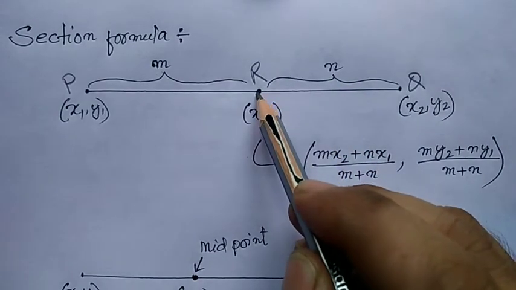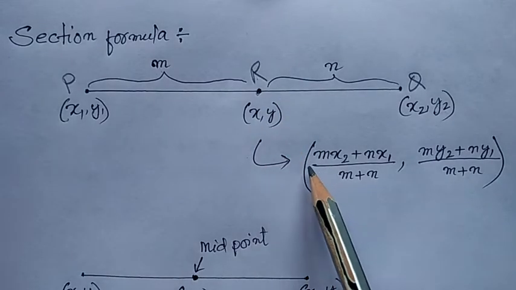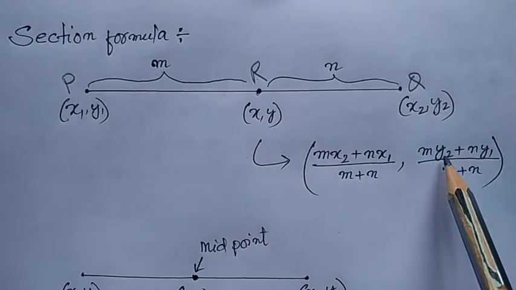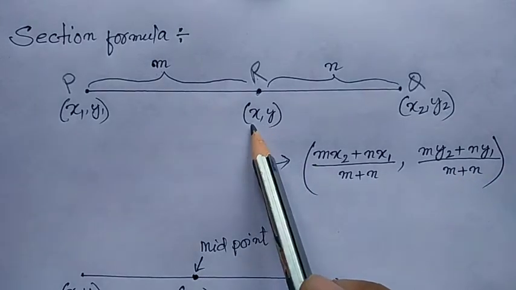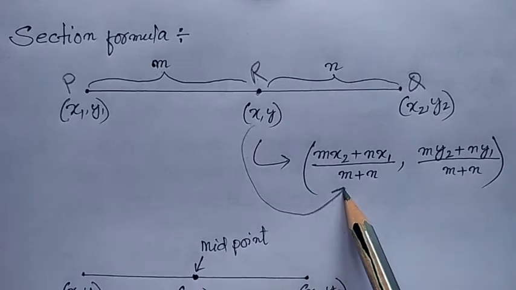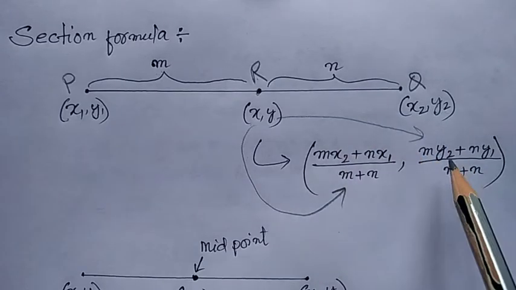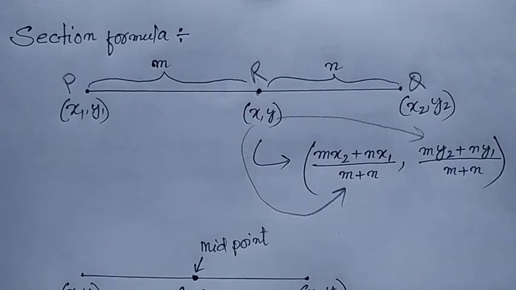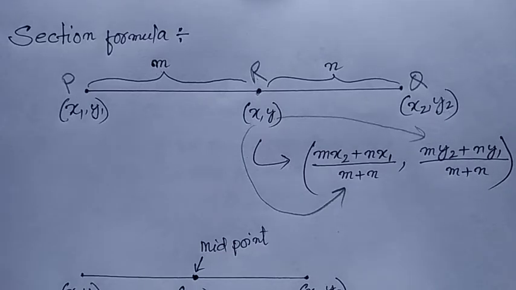Then the coordinates of the point of division, which is R, are given by x, y, and here it is (mx2 plus nx1) divided by (m plus n), and (my2 plus ny1) divided by (m plus n). Here x stands for abscissa, and the value of x is this first expression, and y, which is the ordinate, is the second expression, which is (my2 plus ny1) divided by (m plus n). So this is called the section formula, and this is the formula you learned in the last class. We even derived this formula. So using this formula, we're going to solve some questions today.